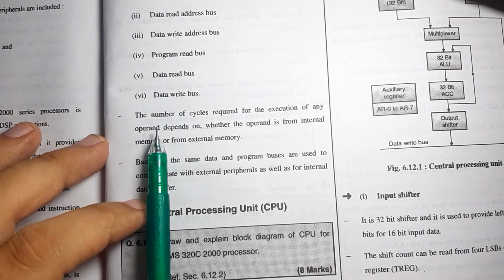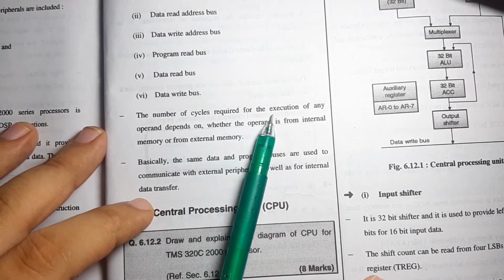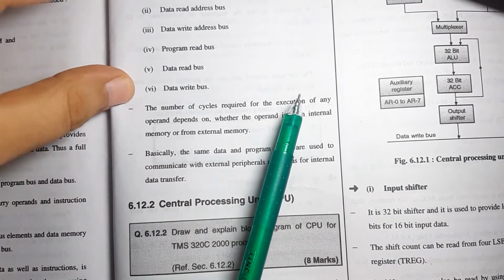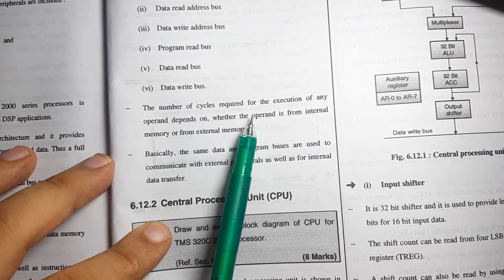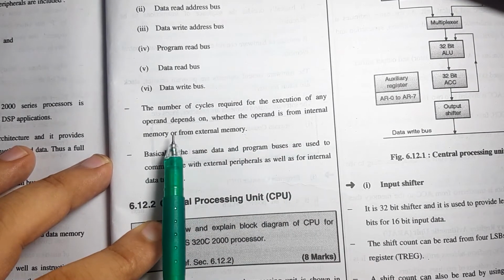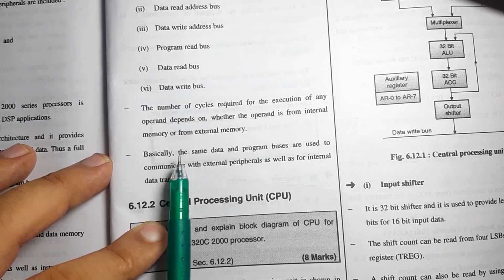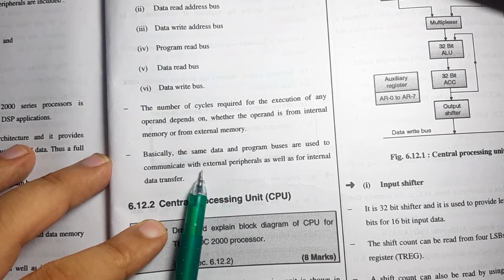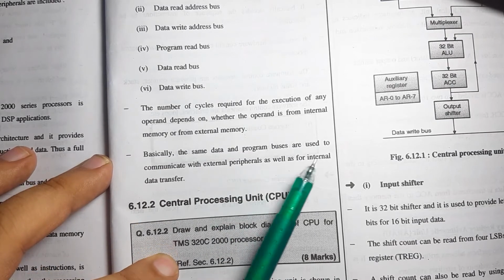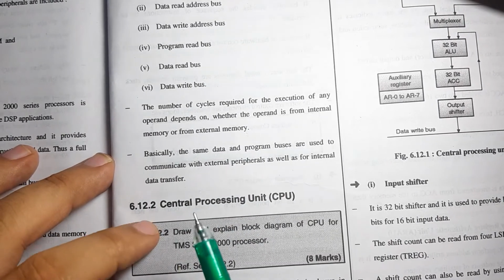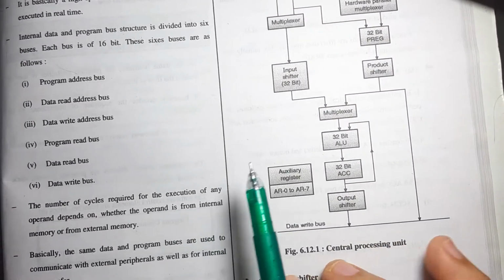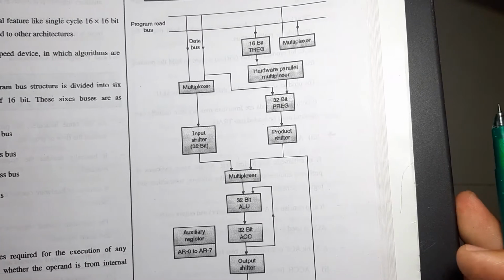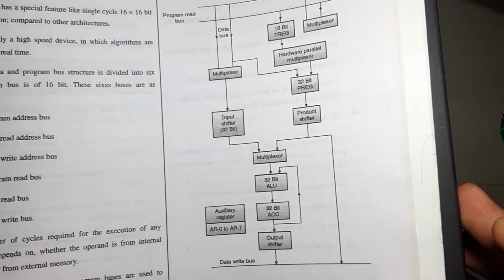Now the number of cycles required for the execution of any operands depends on whether the operand is from the internal memory or from the external memory. Basically, the same data and program buses are used to communicate with external devices or external peripherals as well as for internal data transfer. So we'll discuss the CPU first of all for this.